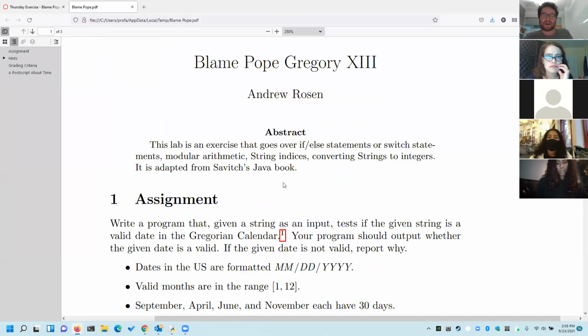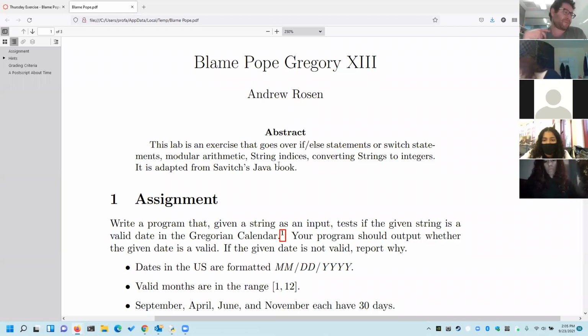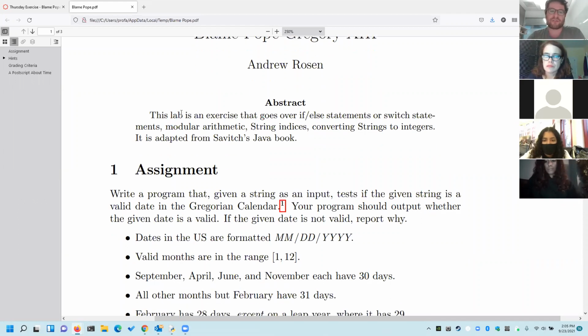This is adapted from a book by Professor Savage, he wrote this Java textbook, which I've used before, but regardless, the nice thing about computer problems is that you can adapt them to any language. It goes over quite a bit.